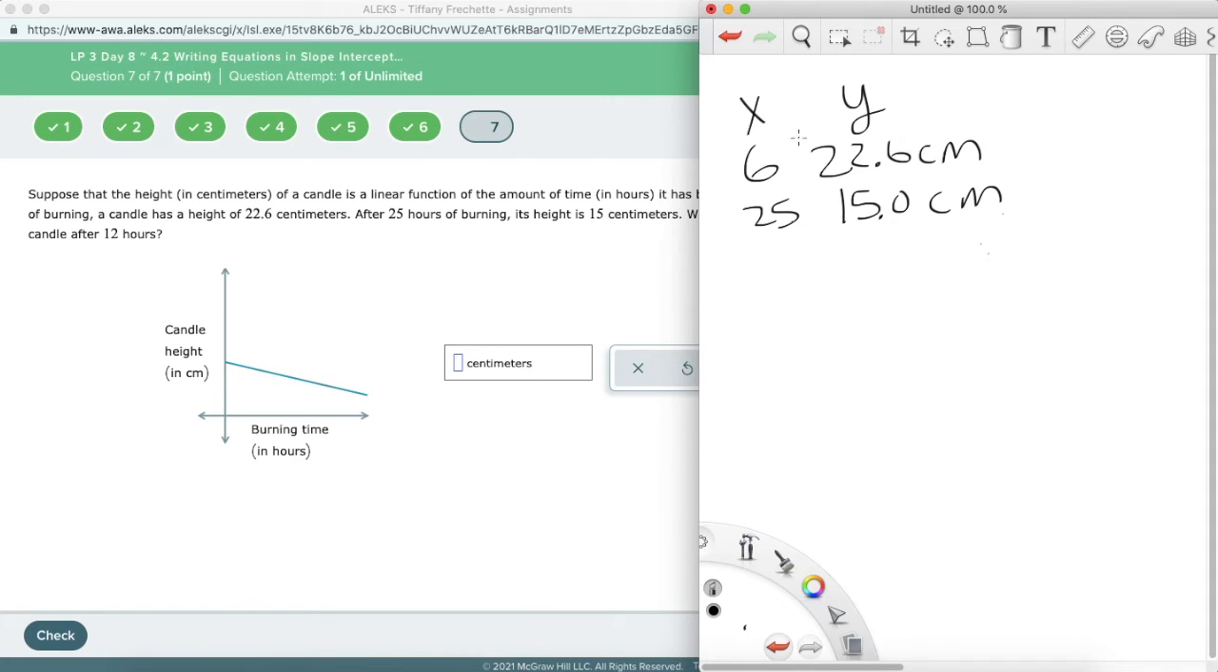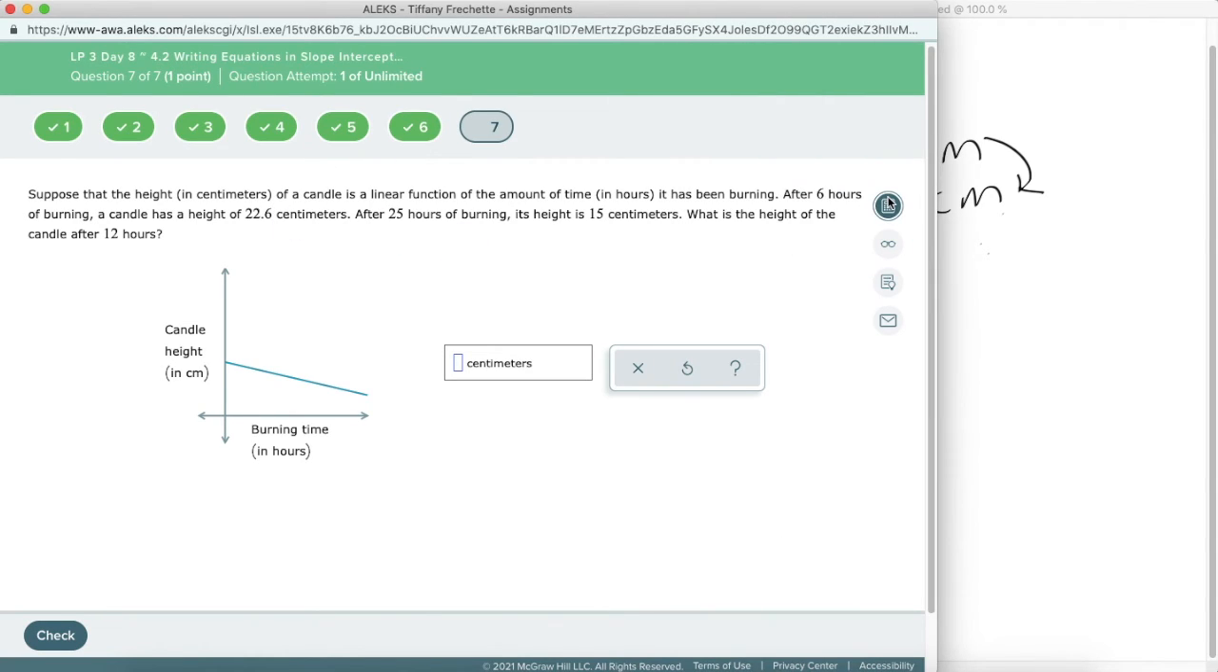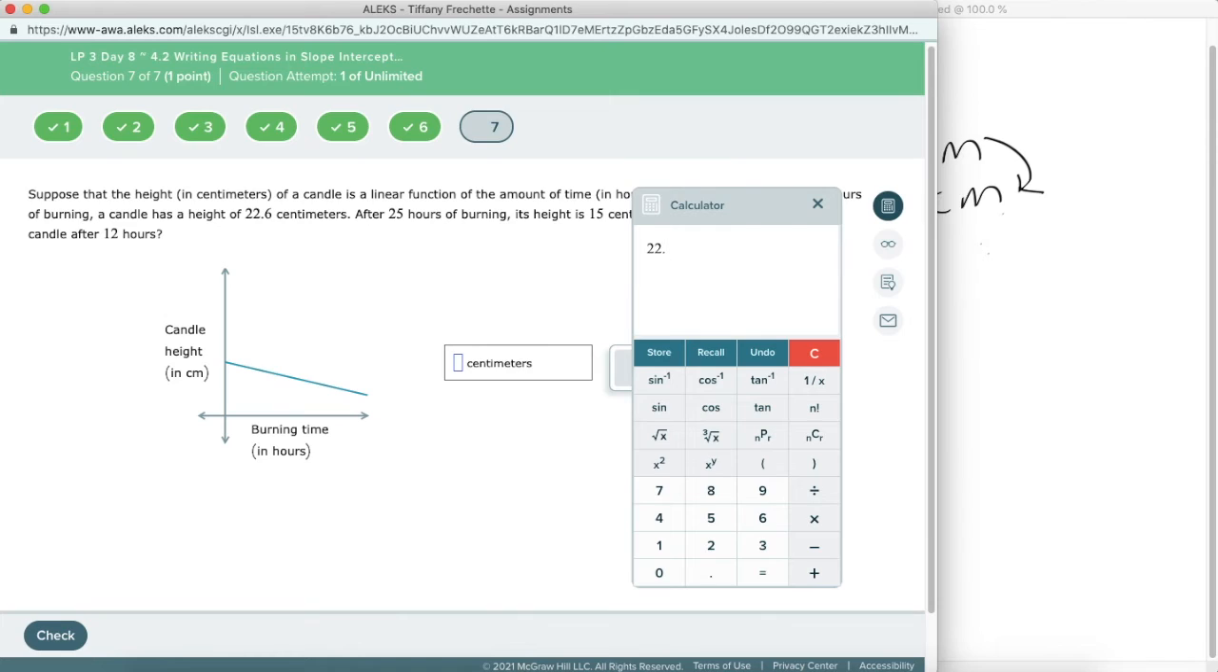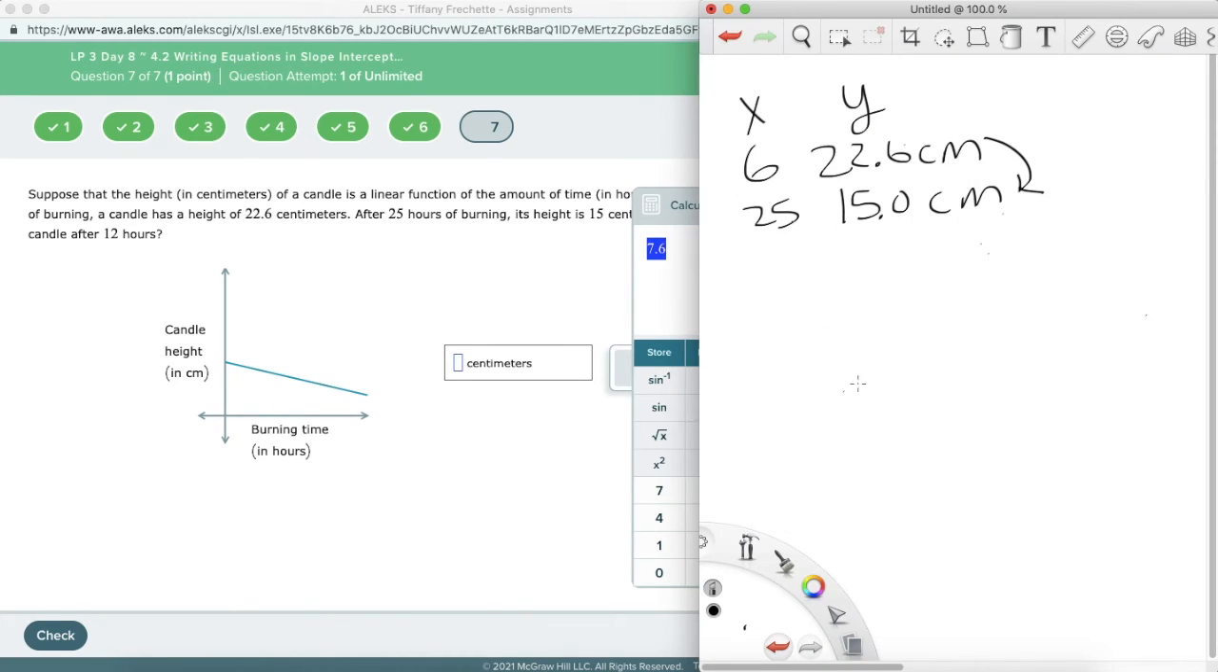What we need to know is rise over run. I need to know at what rate is it going down? How fast is this candle shrinking? So if I'm looking at this, how do I get from 22.6 to 15? I can just simply go 22.6 minus 15, and they do have the calculator open here. So I just saw that. 22.6 minus 15, and you get 7.6. That's your rise.